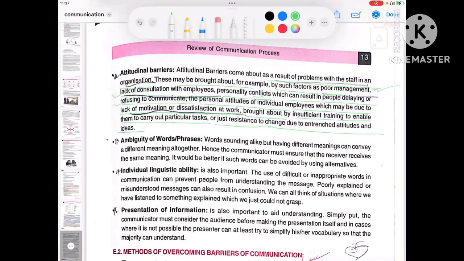They're not speaking and they won't give the proper communication. They'll write and go, whatever it is. So that is the attitudinal barriers. Then ambiguity of words or phrases. Words that sound alike but have different meanings can convey a different meaning together. Hence, a communicator must ensure the receiver receives the same meaning. It would be better if such words can be avoided by using alternatives.